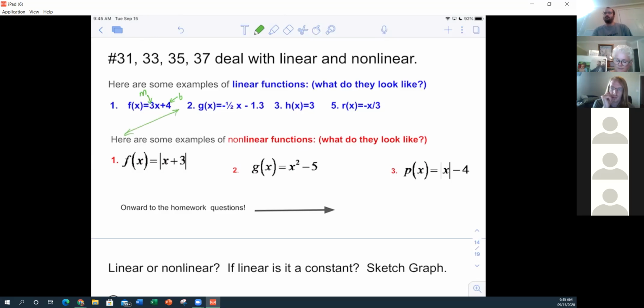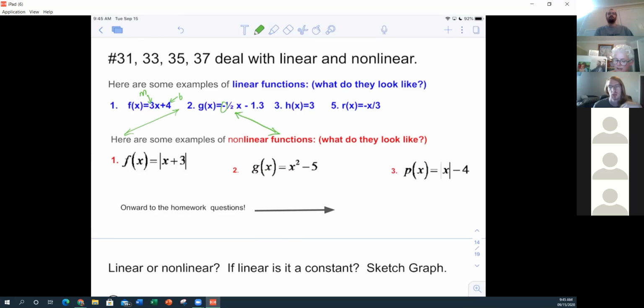And then this one, negative 1/2 x minus 1.3. Same thing. It's y equals mx plus b. Which direction is this one going from left to right? Is it increasing or decreasing? Decreasing, because the slope is negative.